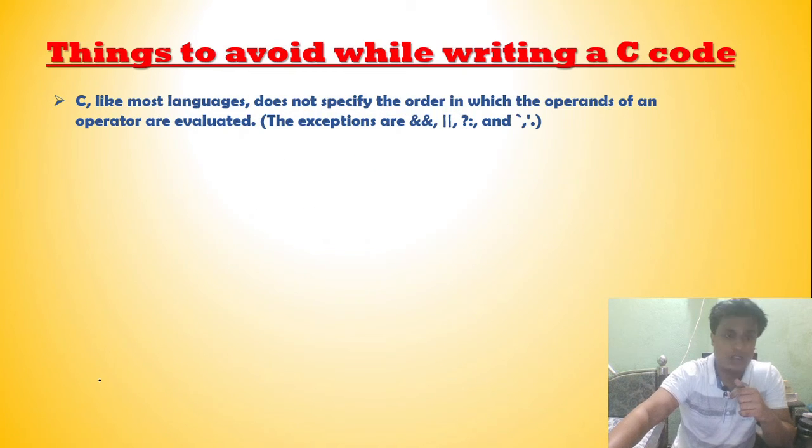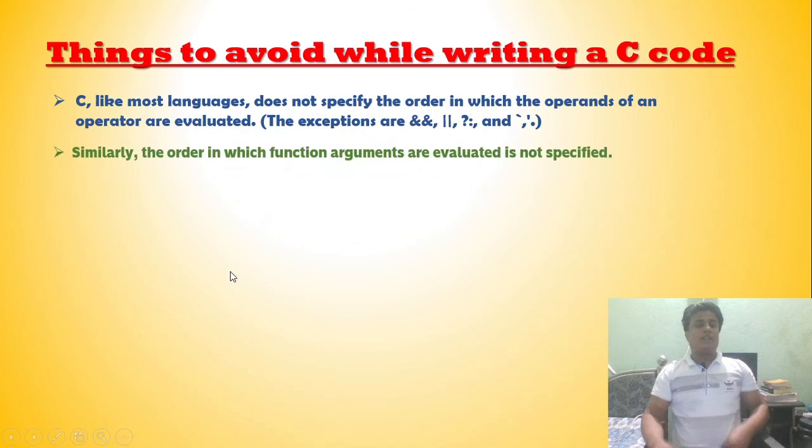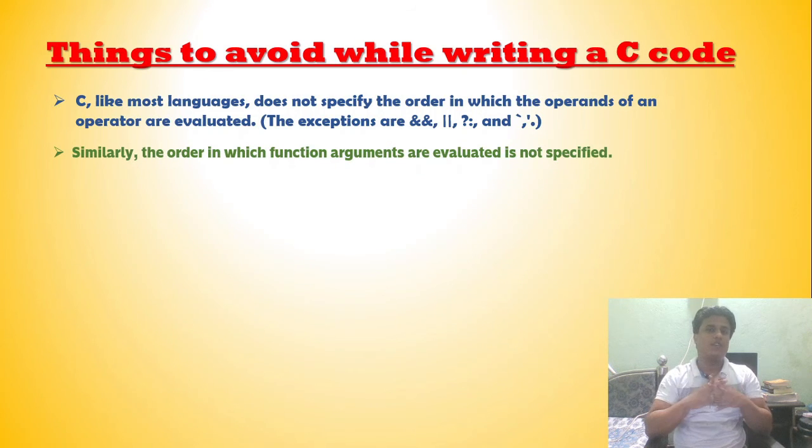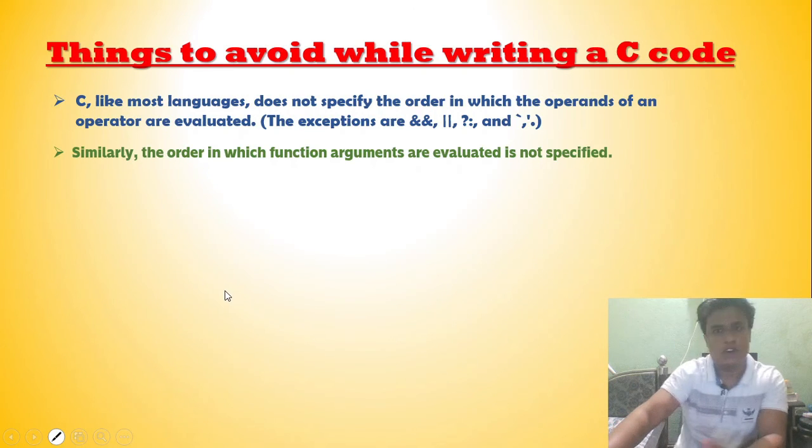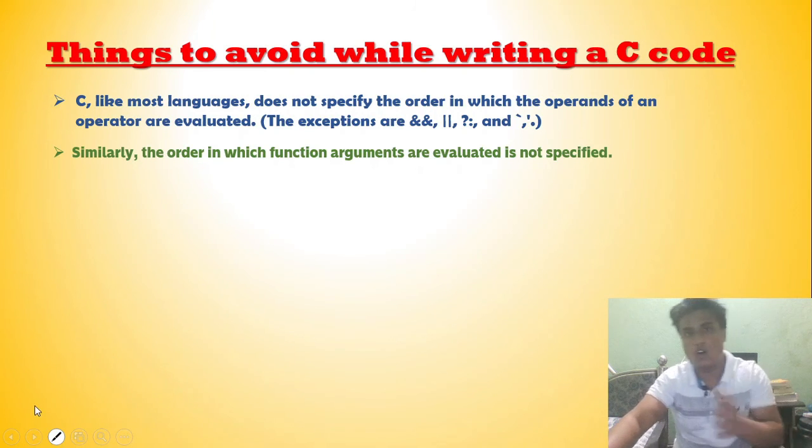So, moving on to the next point. Similarly, the order in which function arguments are evaluated is not specified. If there is a function with arguments, the order of their evaluation is not specified. What does this mean? Let me show you some code. I am not giving you new code here, otherwise you will get confused.